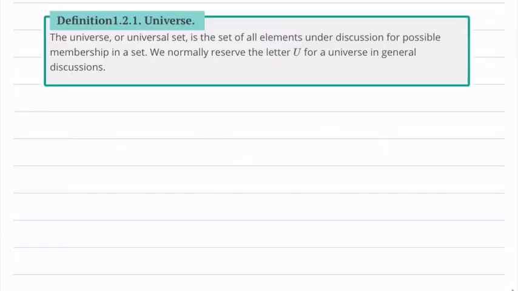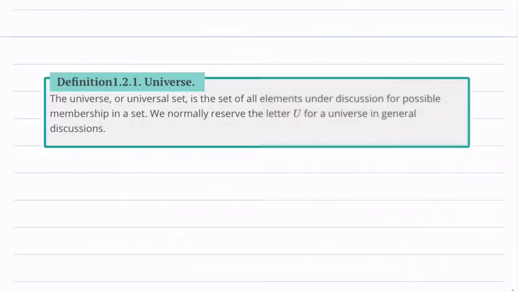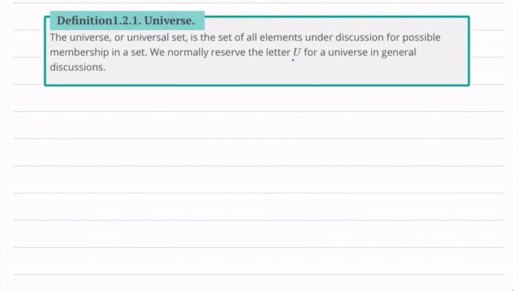We have a way of talking about this. We say that the universe, or the universal set, is the set of all elements under discussion for possible membership in a set. So if we go back to our previous example, when we were only allowing integers, our universe was the integers. We allowed rational numbers, our universe was the rational numbers, and we'd write that U is equal to the rational numbers. And if we're allowing complex numbers, then we'd say our universe is equal to the complex numbers. So whenever we see a U, we're talking about all the possible things that an element might be in a set.